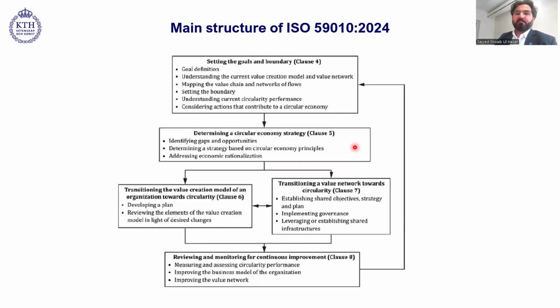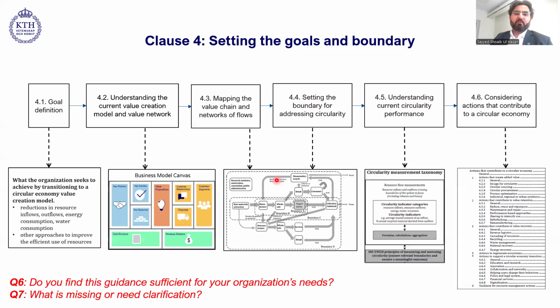Moving forward, ISO 59010 has a total of 8 clauses. 3 clauses we have already gone through: the scope, the normative reference, and the definitions. But this is the core of the standard. And today we will focus a lot on clause 4, clause 5, and clause 6, because we see there is a lot of opportunity for improvement. There are a lot of issues there that we will try to highlight and get your feedback on those issues. But we will walk you through these clauses one by one.